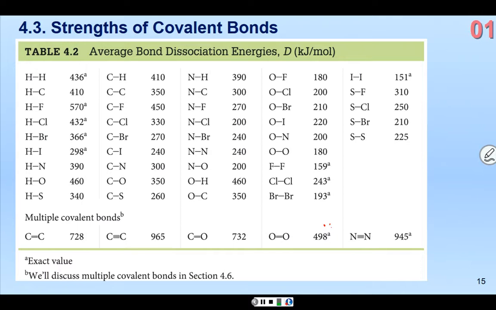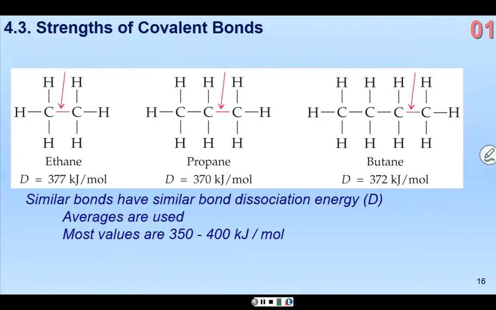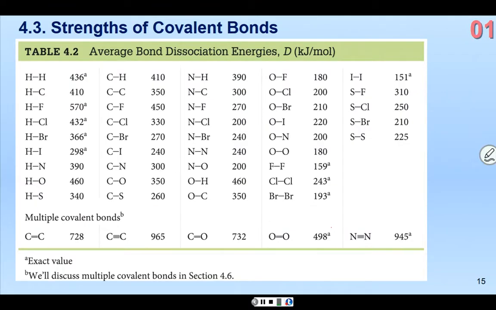There's a bunch of single bonds that are noted, and you can see that the values never have more than 3 digits. And then there are some multiple covalent bonds down at the bottom, like the double bond between carbons, the triple bond between carbons, the double bond between carbon and oxygen, and the double bond between 2 oxygens. All of those can be measured and described in terms of their relative energies.